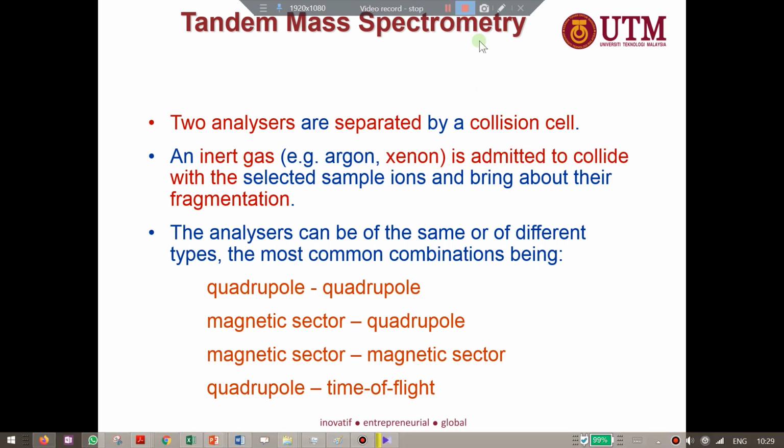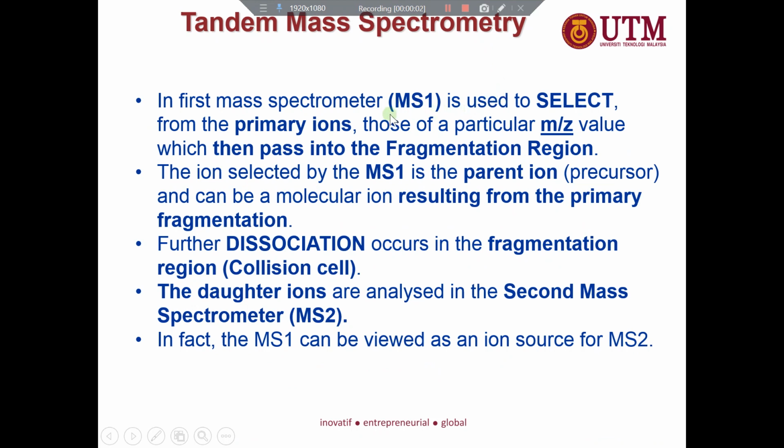Alright, in the first mass spectrometer, MS1, is used to select from the primary ions, which we call the precursor ion or parent ion. The ion selected by MS1 is the parent ion. It can be a molecular ion, or it can also be a fragment ion. But what's important is that it's unique and also abundant. Don't choose one that is not abundant, because we discussed before: if you choose a non-abundant one, it's already small, and when you fragment it, what's left is just dust.